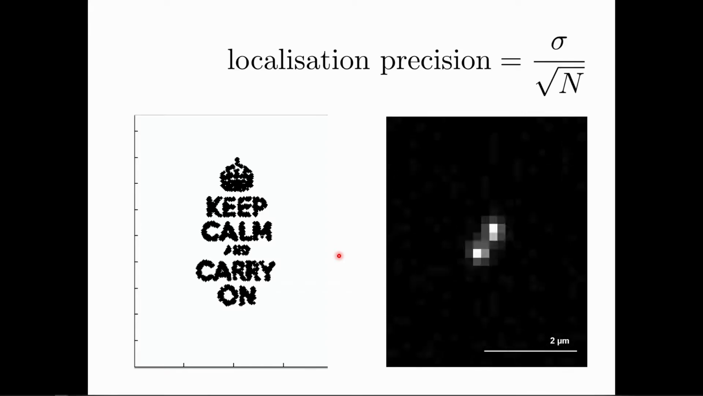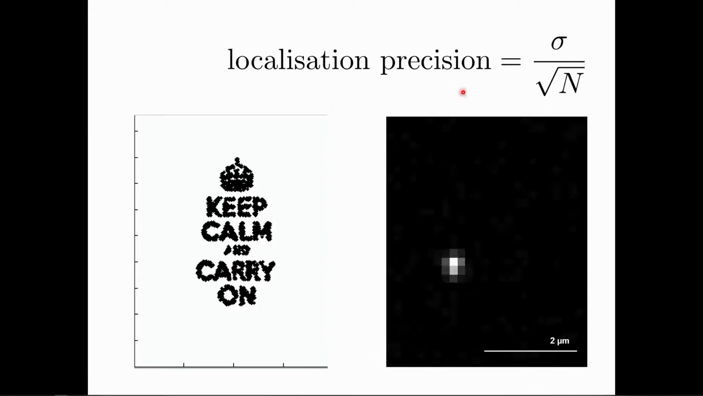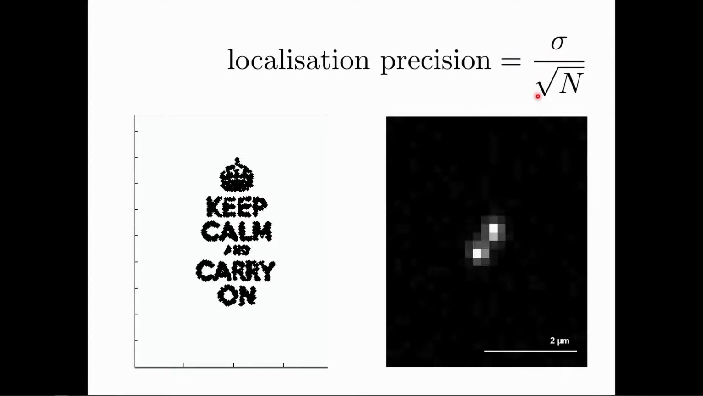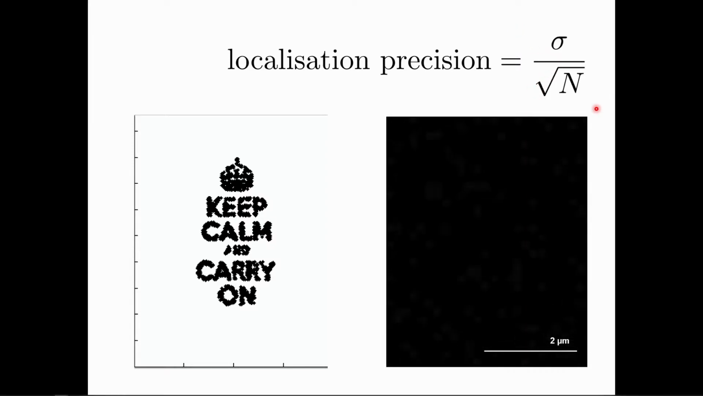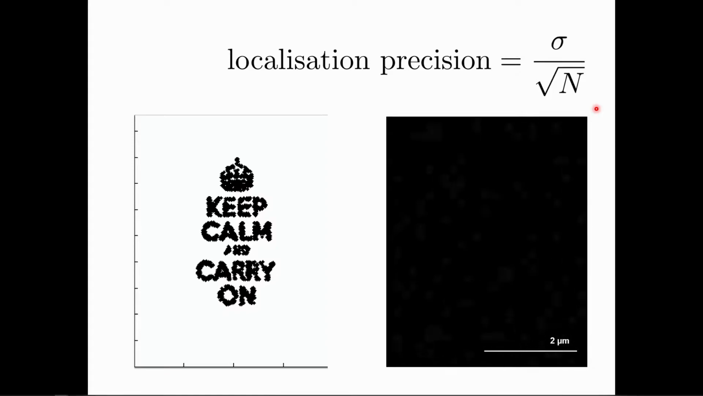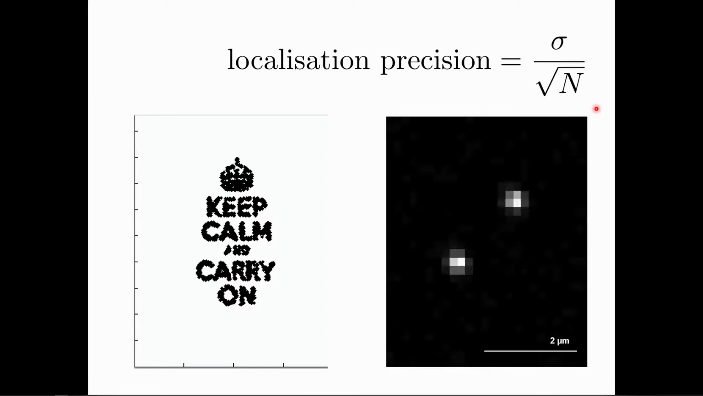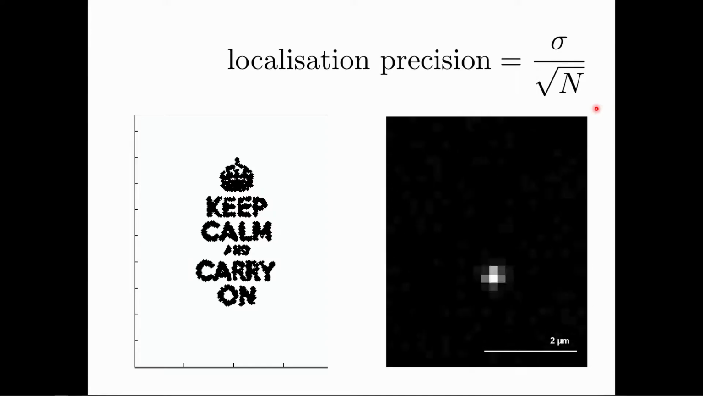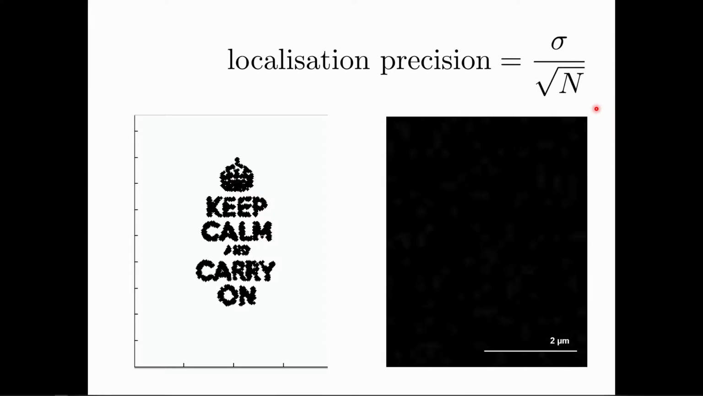And in fact, the localization precision of the molecules is now just given by sigma over the square root of n, where n is the number of photons that each molecule emits. An organic molecule can give tens of thousands of photons before it bleaches, so we can excite it many, many times, and we will collect them in a very short time. And so each one of these PSFs that we have will contain lots of signal photons.